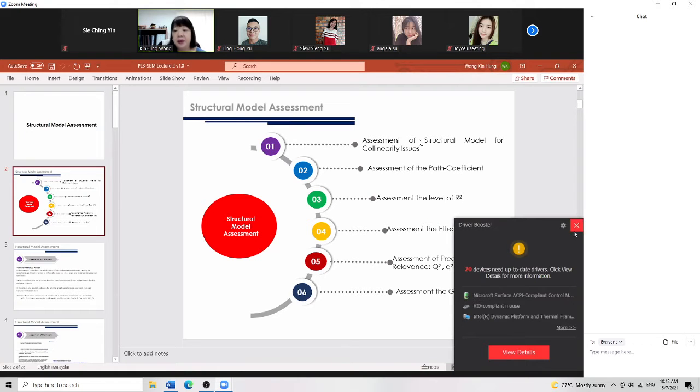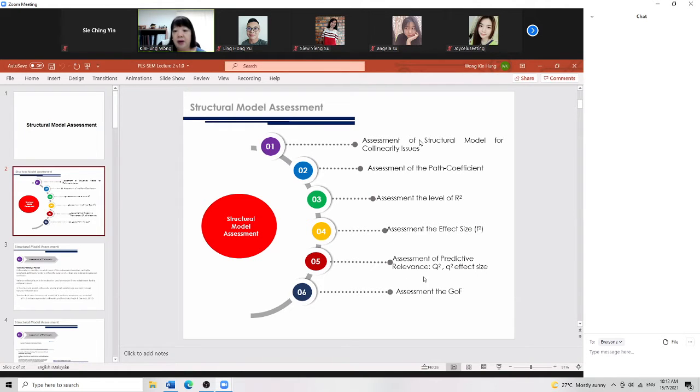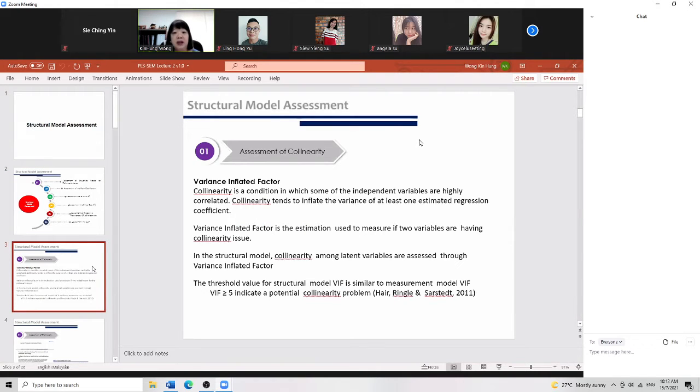Okay, assessment of predictive relevance Q2 or Q2 effect size, assessment of GOF. All right, so we'll go through one by one. That is for the independent variable's relationship with the dependent variable. We call it structural model assessment.